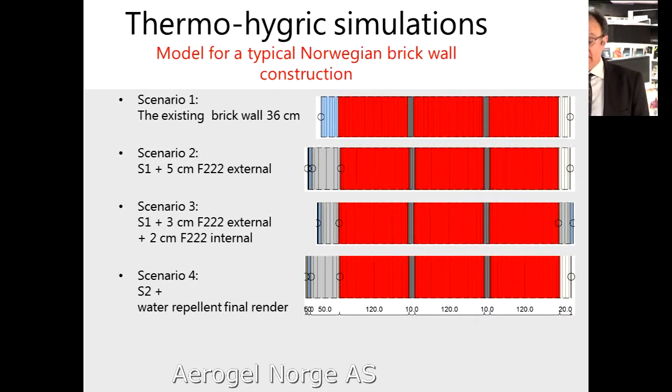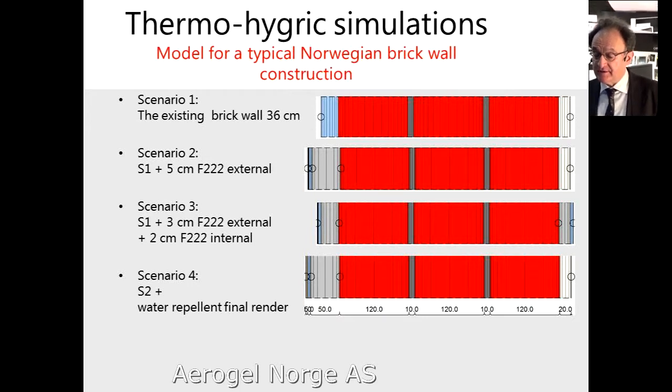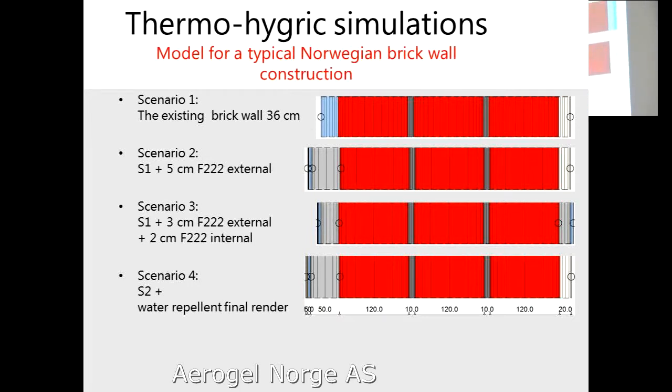Then we go to the first scenario, which is an application of additional 5 centimeters to the external side of the wall, with additional finishing here at the end. Then we have the next scenario. We reduce this 5 centimeters to 3 on the outside, but we put 2 centimeters into the inside. The reason was, sometimes you don't have the possibility of putting 5 centimeters additional. You are restricted in these thicknesses. So we thought that this scenario might be also a possible scenario.